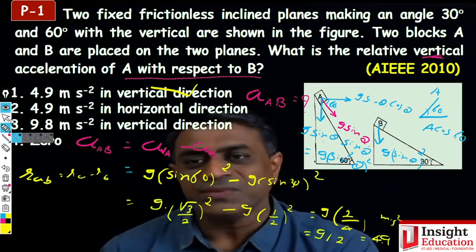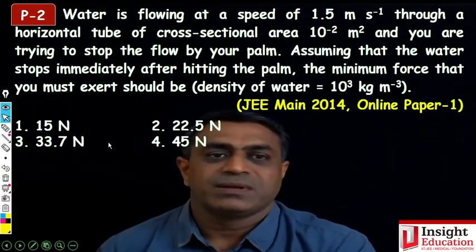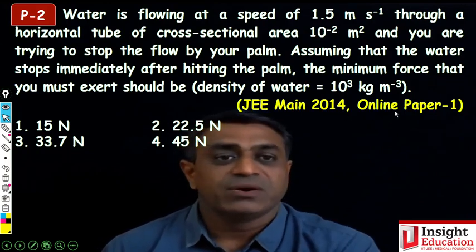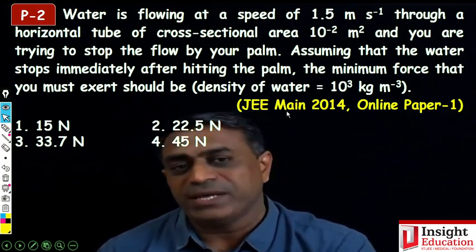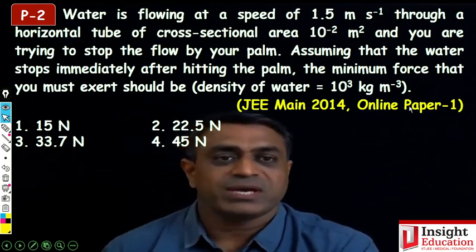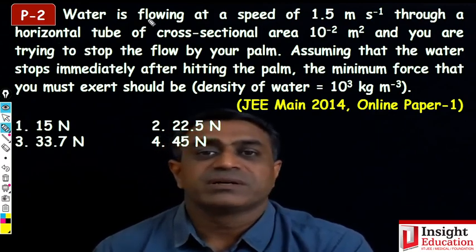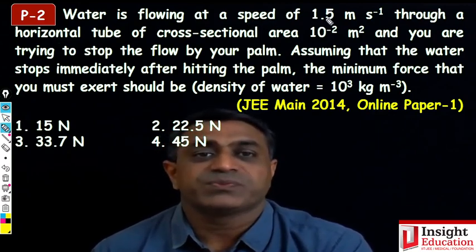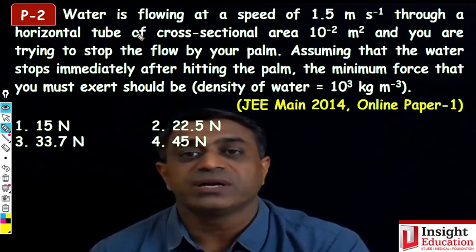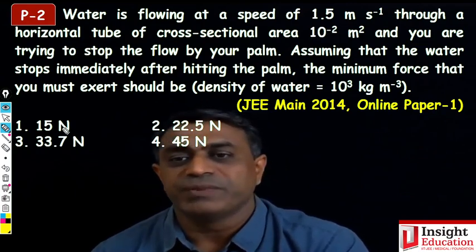Clear? So let us see the next example. JEE Main 2014 online paper. Earlier there used to be many online papers, 3 to 5 papers, and this is one question from them. So let us start. Water is flowing at a speed of 1.5 meter per second through a horizontal tube of cross-sectional area 10 raised to minus 2 meters square.